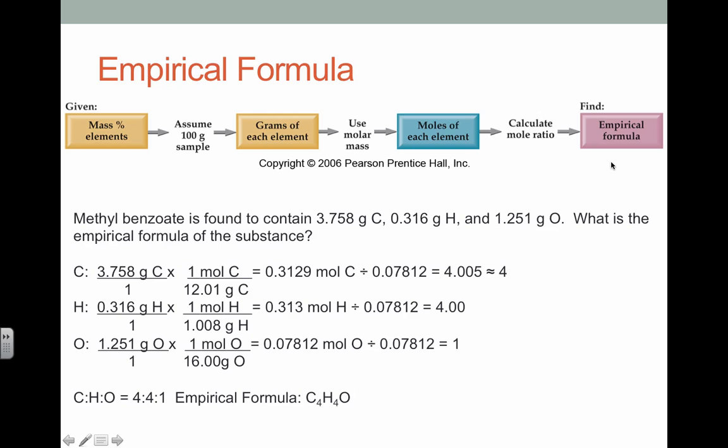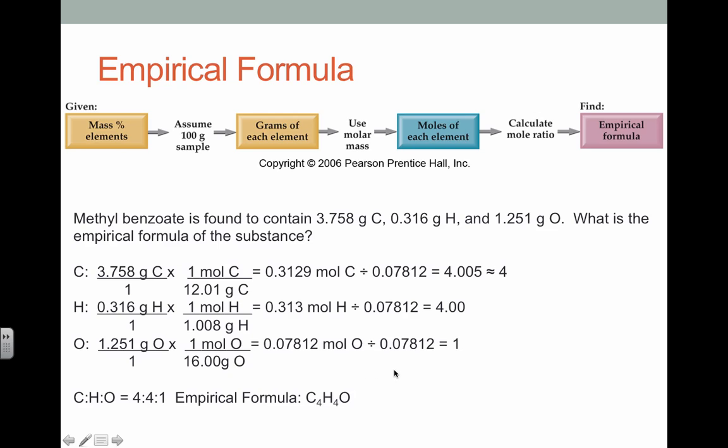So that's kind of like the simplified steps of how you would calculate, but there will be a couple examples we show. The first one you see here, methyl benzoate is found to contain a certain amount of carbon, hydrogen, and oxygen. What is the empirical formula? So the first thing we do is we take our grams and we convert them into moles by dividing by the molar mass of that atom. We end up with 3 mole amounts, okay?